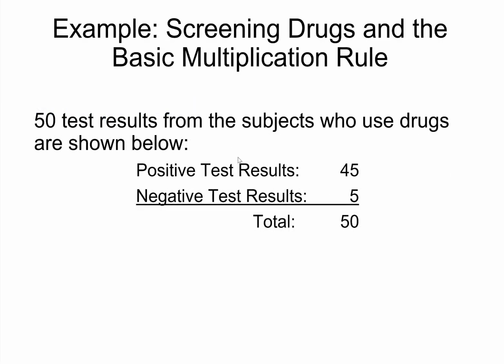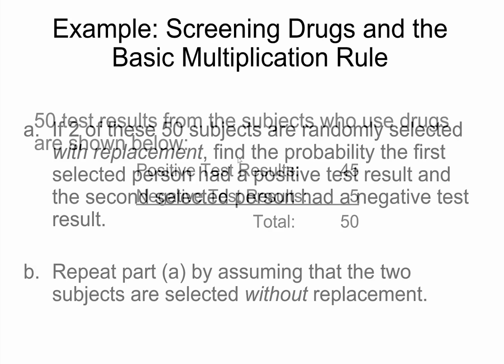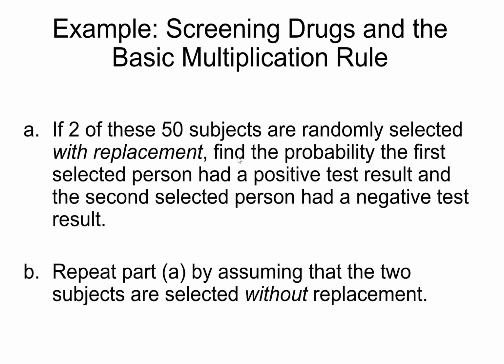Let's work an example. 50 test results from the subjects who used drugs are shown below. Of the 50 subjects, 45 had a positive result and 5 had a negative test result. If 2 of the 50 subjects are randomly selected with replacement, find the probability the first person selected had a positive test result and the second one selected had a negative test result. And then we're going to repeat part A, but this time we're not going to replace the subjects after we select them.